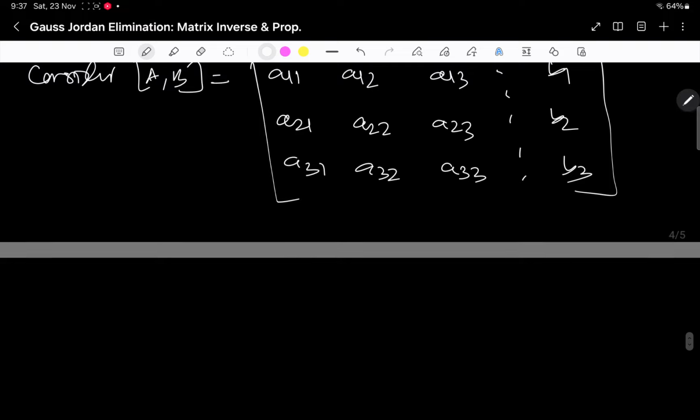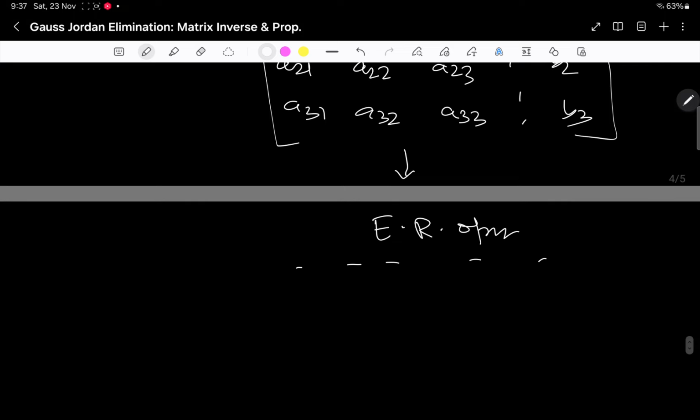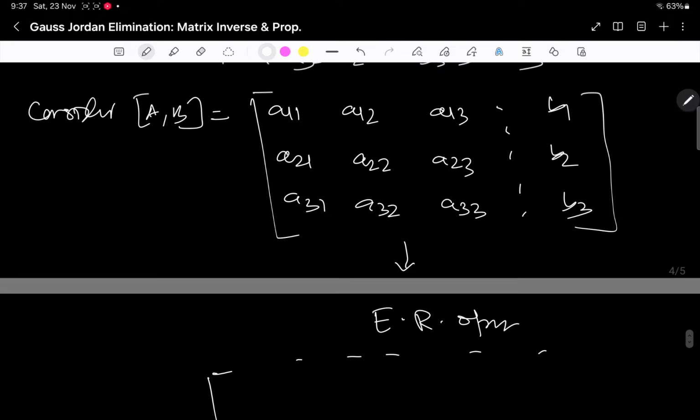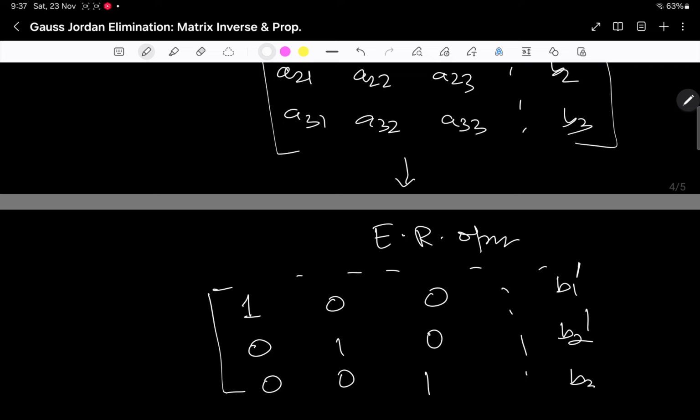So what we have to do is, we just adopt the elementary row operations, proceeding in the same way. Can we not make it my 1 here, and my 0 and 0? And suppose I get my b1 dash here, the changes. Then similarly I bring it 0 1 0 and these changes will be this, and I bring it 0 0 1 and the changes will be this.